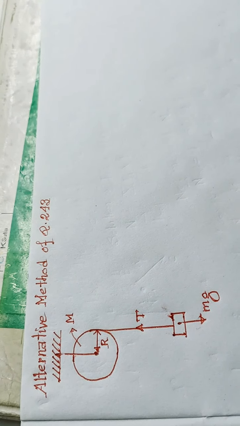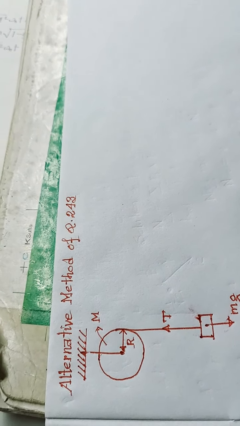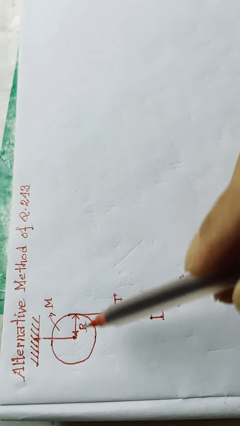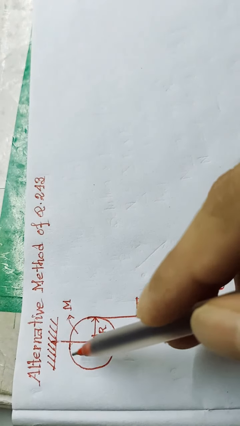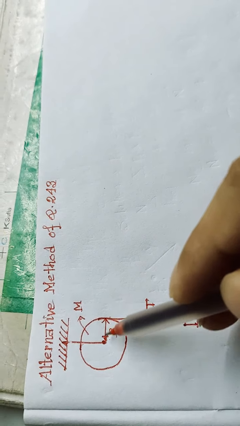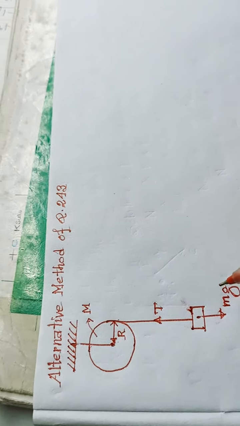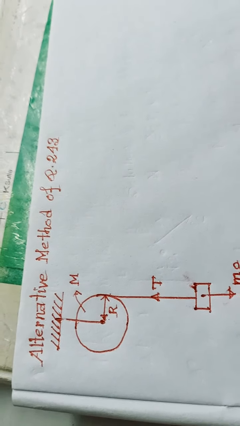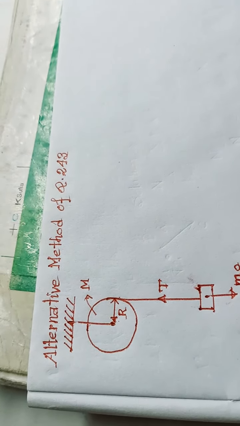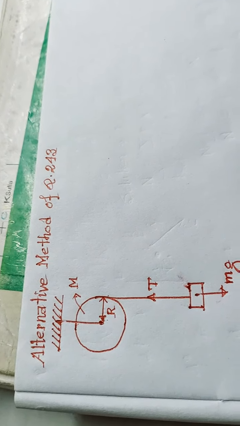Now we'll discuss an alternative method of solution of question number 243. The situation is drawn in the figure. The radius of the cylinder is r and the mass of the cylinder is M, and a small mass m is hanging by a string from the cylinder. For solving this question in an alternative way, we will use the torque equation.